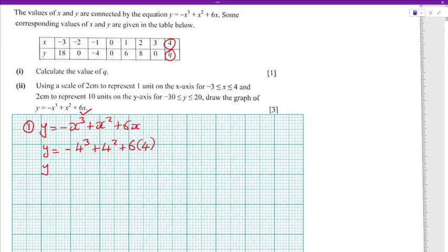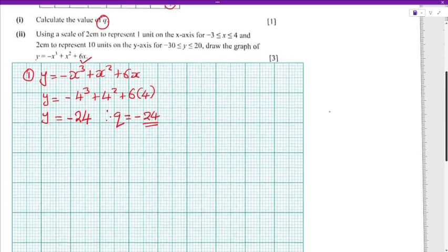Okay, we punch that on your calculator, don't waste time solving them one by one. So negative 4 to the power 3 plus 4 squared plus 6 times 4, close bracket. I confirm that I've punched the correct values. Negative 4 cubed plus 4 squared plus 6 times 4 equals, that gives me negative 24. So actually you should, since they're asking me to find the value of Q, say Q is equal to negative 24, and you are done.